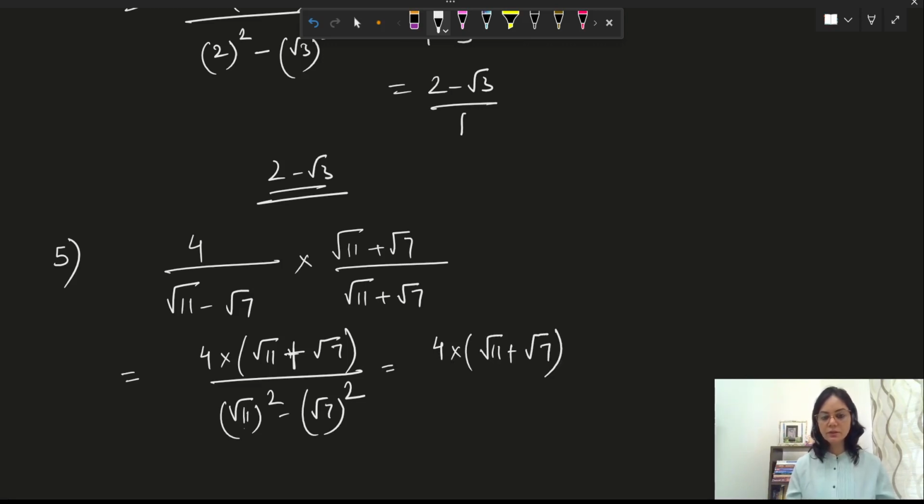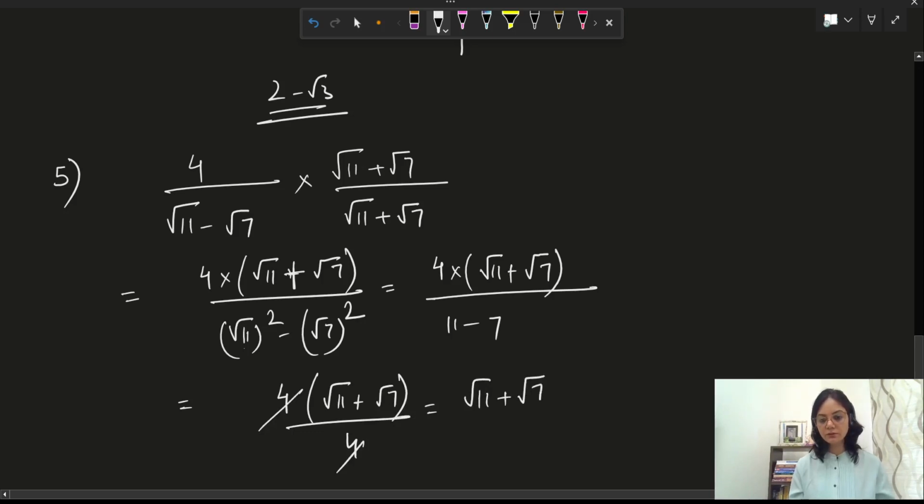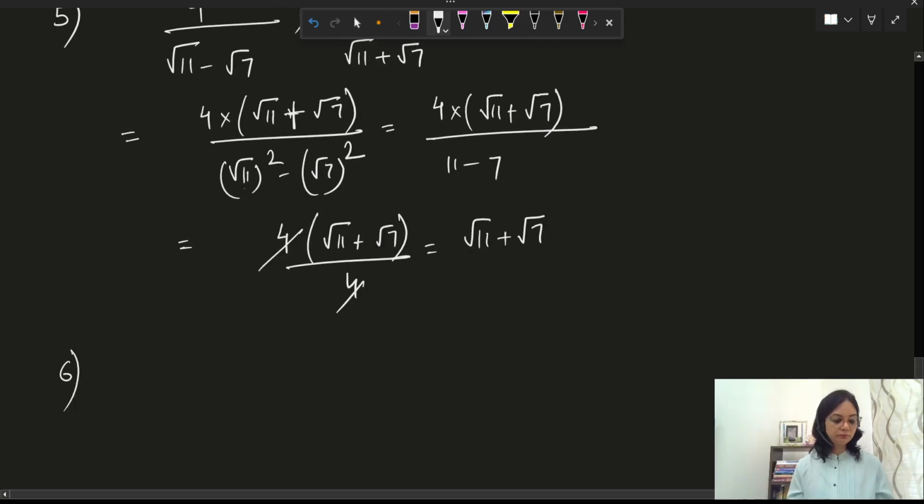This is plus. And this is what? 11 minus 7. So it's going to be 4 into root 11 plus root 7 by 4. Cancel, cancel. So the final answer is root 11 plus root 7. I hope this is clear, students. Now move to the next question.